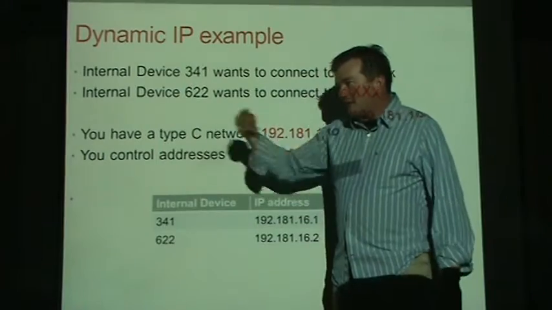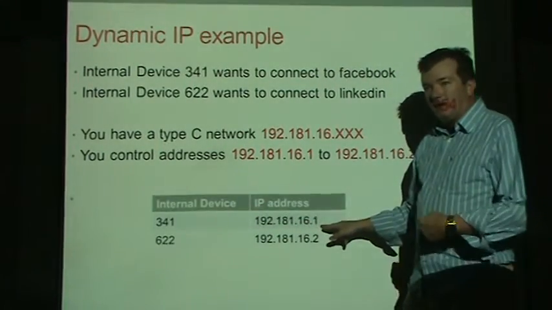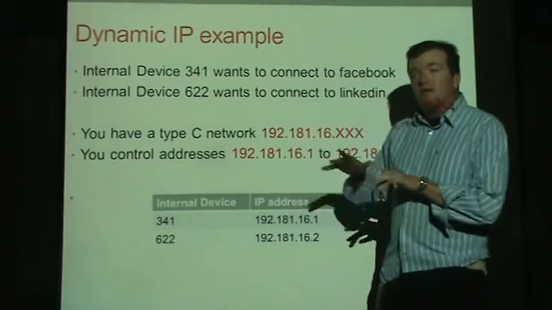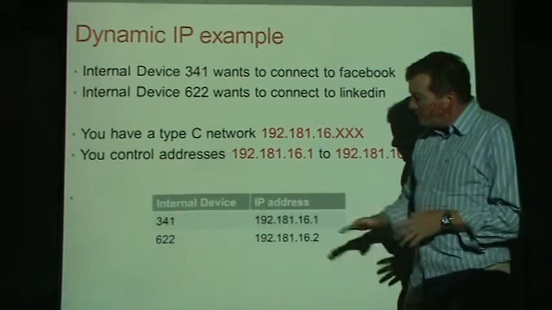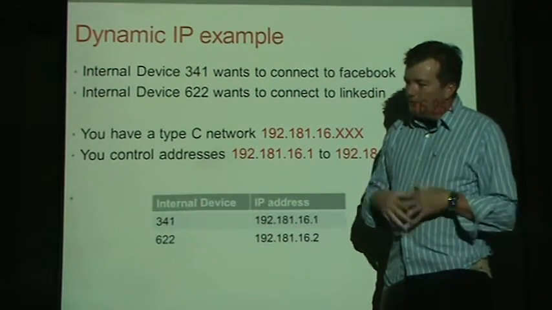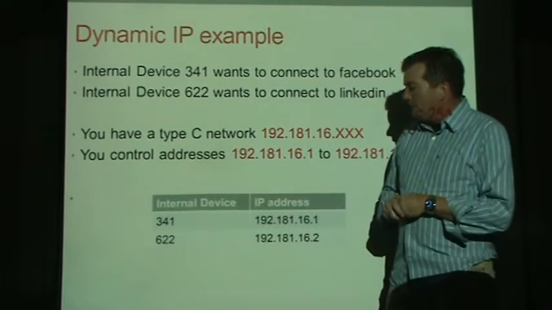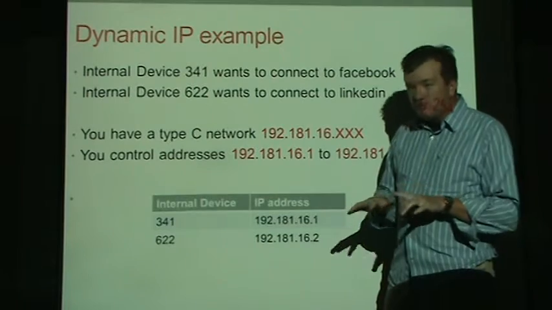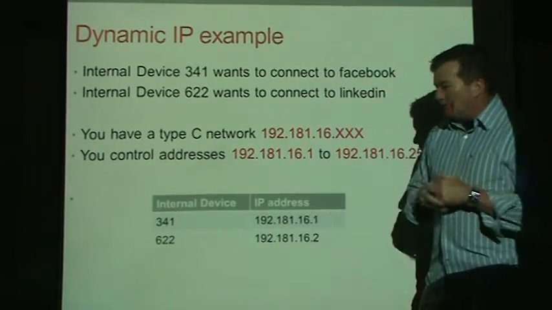So as long as they're connected to Facebook, Facebook needs them to have a dedicated IP address to send messages back to. If they log off, then this one becomes free and we could use it again. But let's say all 254 of our Type C IP addresses are used up, and a 255th person wants to connect to the internet, and we've used up all our IP addresses.